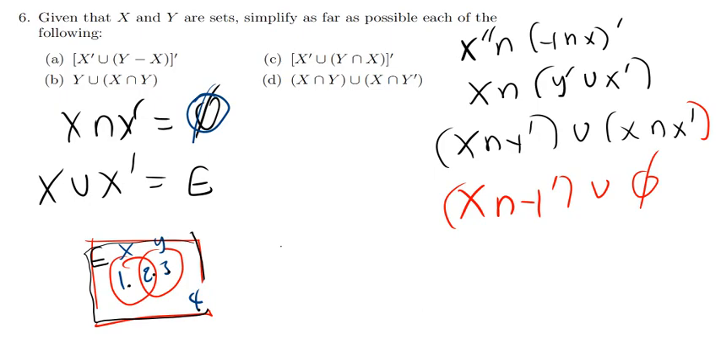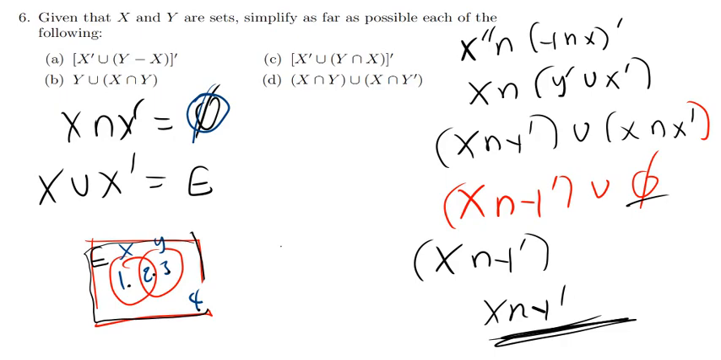So then here we can clearly see that this is going to be x intersection y complement. Now if we union it with the empty set, I'll end up with just this. So this is my answer. It can't go further than that. Understood.